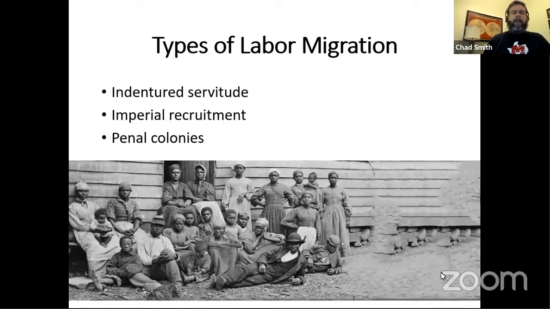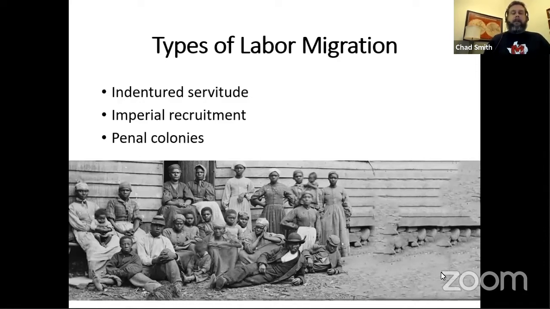Oftentimes, indentured servants stayed much longer than they were contracted to stay, and they made homes in their new homes, and began to build societies there. Another type of labor migration included imperial recruitment, where Indians, for example, were forced by the British imperial government to leave parts of India and move into other parts.